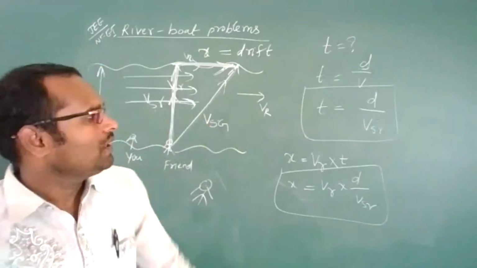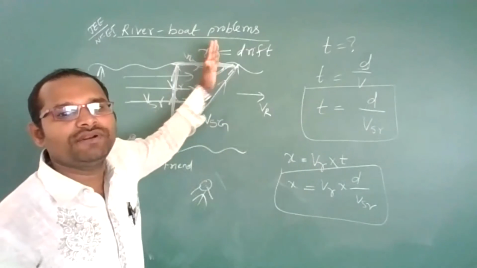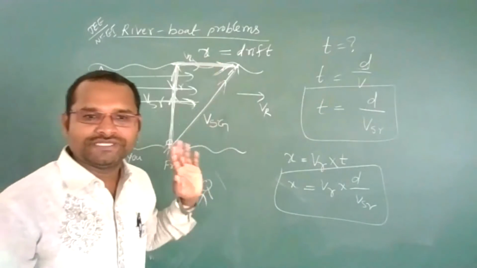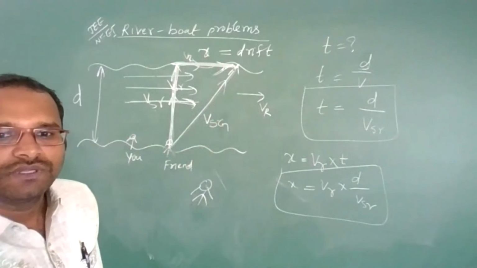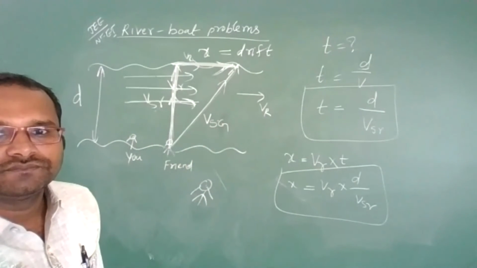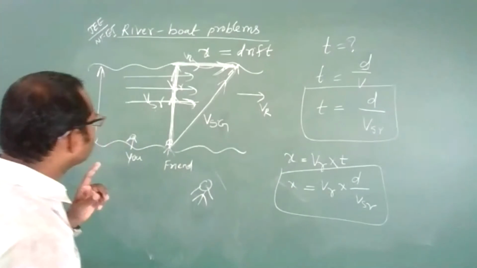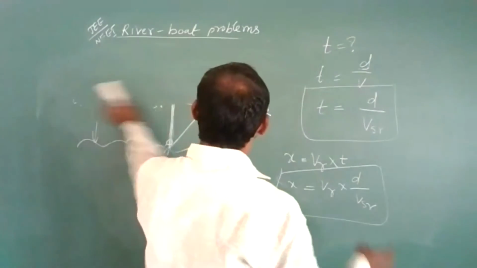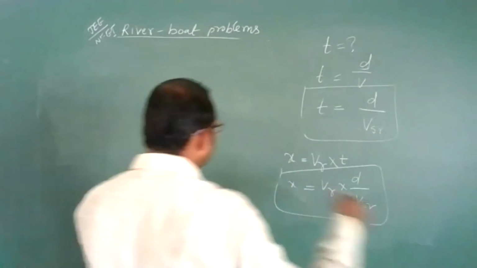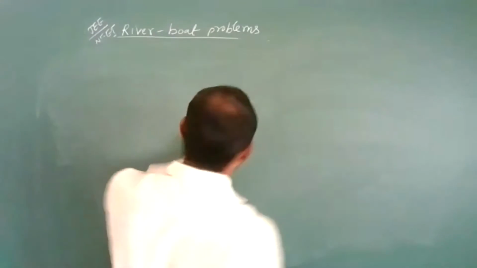These two points understood? How much time he will take to cross the river, and how much horizontal distance he will travel due to the river flow. Clear? Any doubt in this? Good. So let us do one problem on this so that you will understand clearly. Still more different variations are there in this. First, we will do one example on this topic.